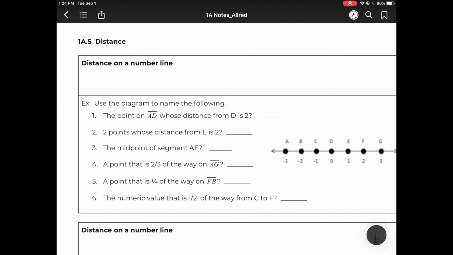In this lesson video, we will be taking a look at distance. So let's jump right into what that means in terms of geometry. In geometry, distance is always a length measurement.